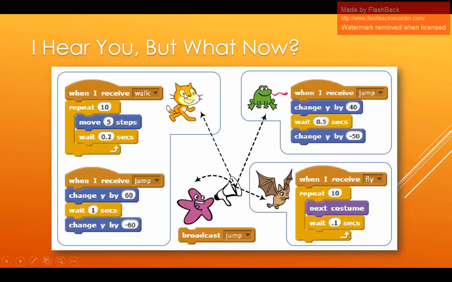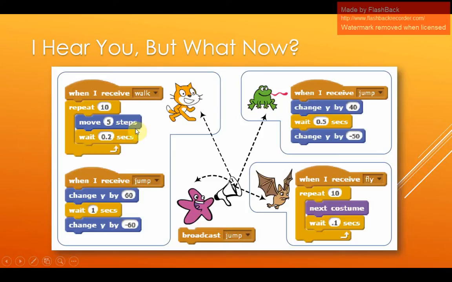Okay, so on our cat sprite, we've got two when I receive blocks. It's got a walk when I receive walk and when I receive jump. So the cat is listening for two different kinds of messages. The frog also has a when I receive jump, and the bat doesn't have a when I receive jump. It only has a when I receive fly. So here you can see we've got four different sprites. One is sending a message but can also receive its own message. Two of them have a when I receive jump. One of them has no when I receive jump, and the cat also has an extra message that it's looking for.